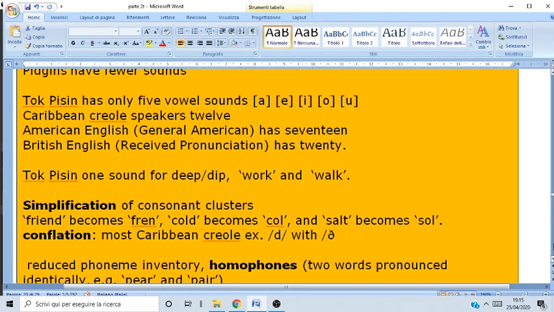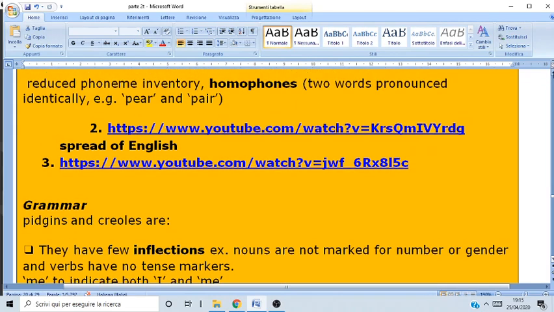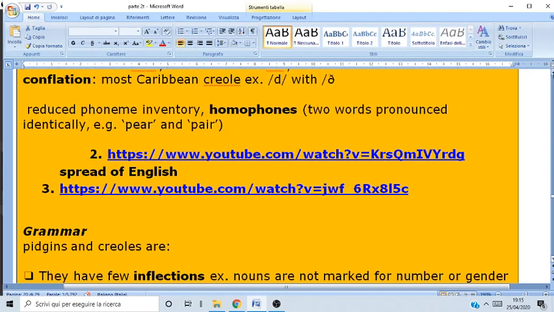We looked at how pronunciation goes through a process of simplification. So there are fewer consonants and fewer vowels pronounced, like Tok Pisin, which only has 5 vowel sounds versus British English, which has 20. And how this leads to lots of homophones, so words that are written differently but pronounced the same. And then I gave you this video about the spread of English for those of you who wanted to review the first part of the course, the very first classes, let's say.